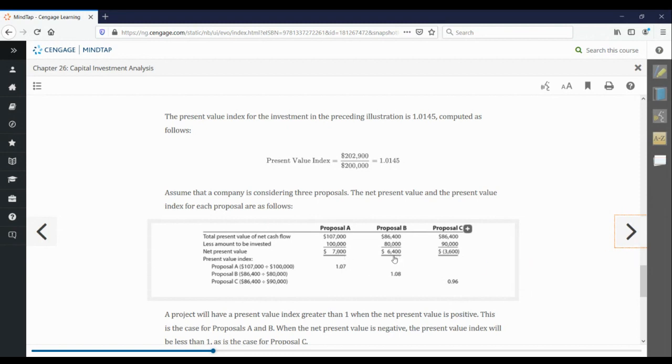So then you could look at these investments and try to choose between the two of those. Because the present value index was higher for proposal B, we would get $1.08 off of our investment, whereas proposal A was just $1.07. Because we've only had to invest $80,000 in this investment, we most likely would choose proposal B. So what you're going to be doing in this chapter is looking at different investments that your company may make. And then we're going to evaluate those investments and decide which one would be best for the company.